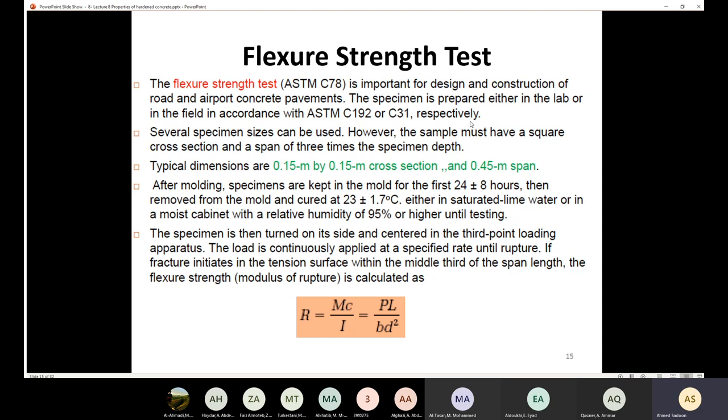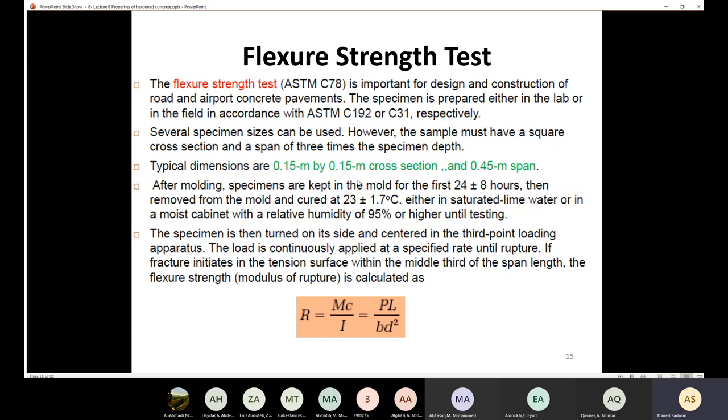However, the sample must have a square cross section and a span of at least three times the specimen depth. The typical dimension could be a 0.15 meter by 0.15 meter cross section, and the span is 0.45 meter. In the lab, we use 0.1 meter by 0.1 meter and 0.5 span.